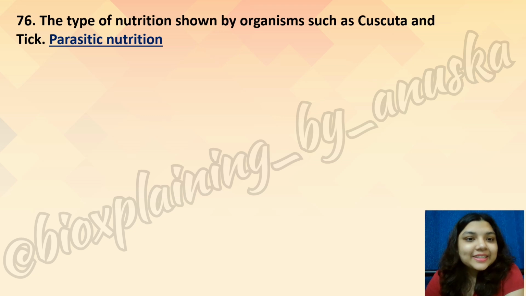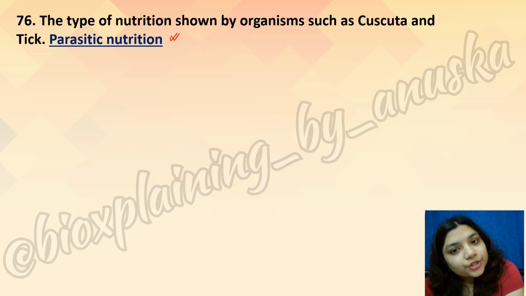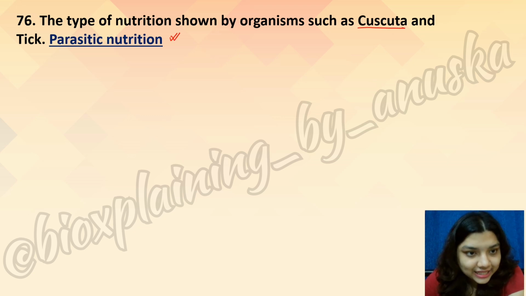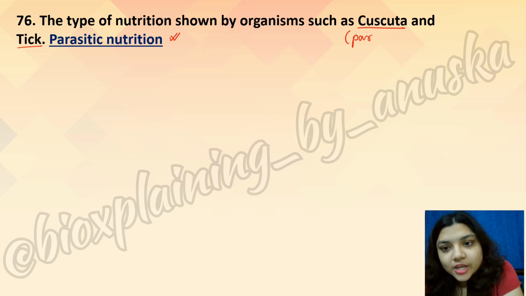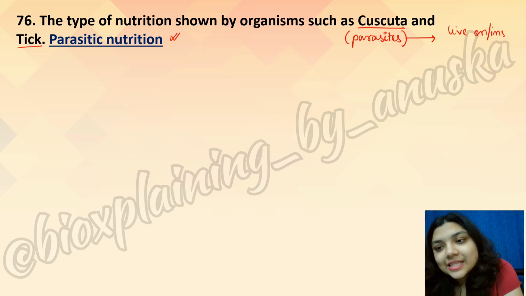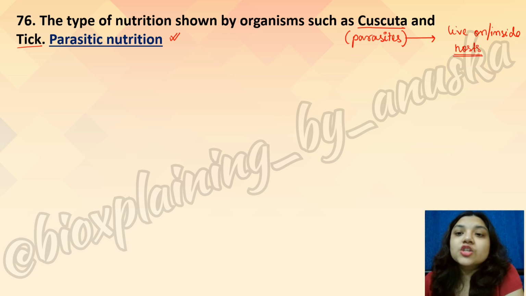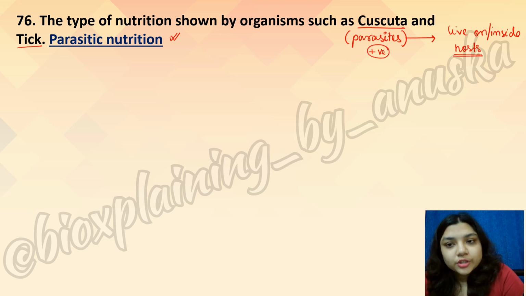Time to check. Type of nutrition shown by organisms such as cuscuta and tick. Parasitic nutrition. That means these cuscuta and tick are examples of parasites. So what are parasites? Parasites are the organisms that live on or inside organisms known as their hosts. And why do they do that? Because they want to draw out nutrition from the hosts. So in this relation, the parasite gets benefited. So they are the positive part of the relationship, while the hosts are negatively affected.